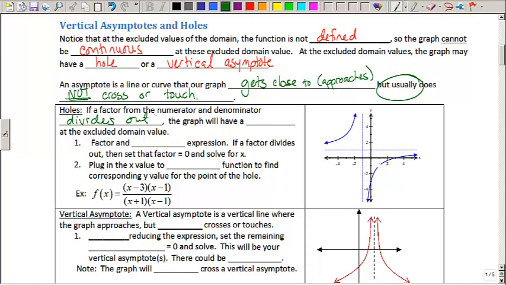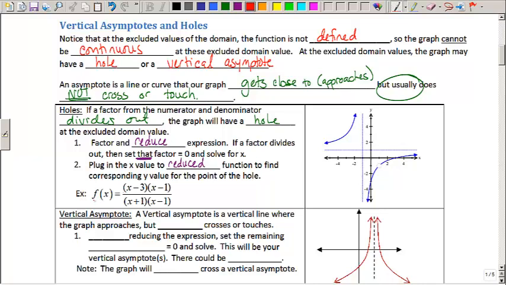Some teachers say cancel out, same thing. Then the graph will have a hole at that excluded domain value. How to find those? We're going to factor and reduce the expression. If a factor divides out, then set that factor equal to 0 and solve for x. Plug in the x value to the reduced function to find the corresponding y value for the point of the hole.